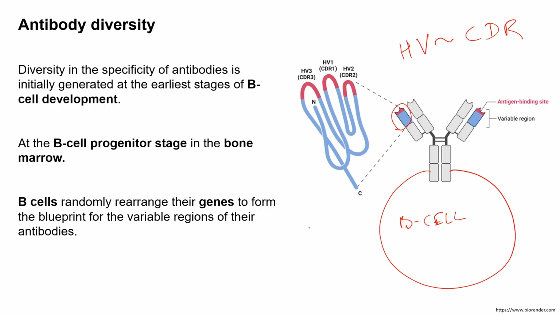Now this variation in the diversity of the antibodies starts right from the very early stages of development. So diversity in the specificity of antibodies is initially generated at the earliest stages of B cell development in bone marrow. In the bone marrow we see that there are progenitor cells. The progenitor cells are the mother cells, and from these mother cells multiple daughter cells come out, which can do a functionality and downstream activation pathways.